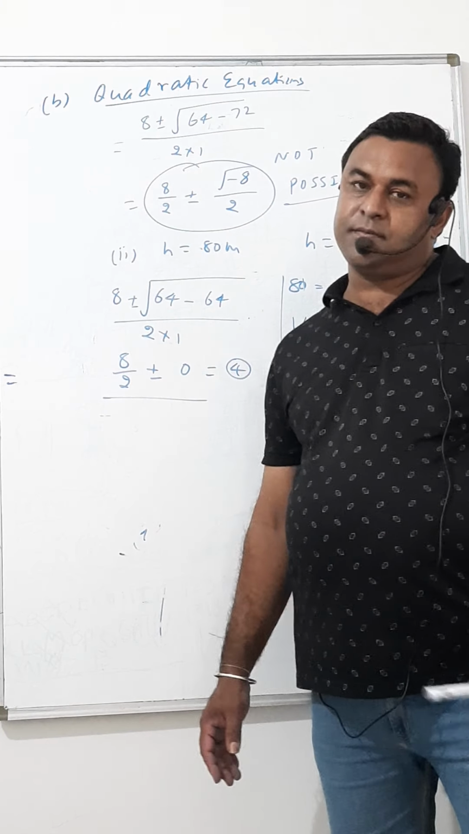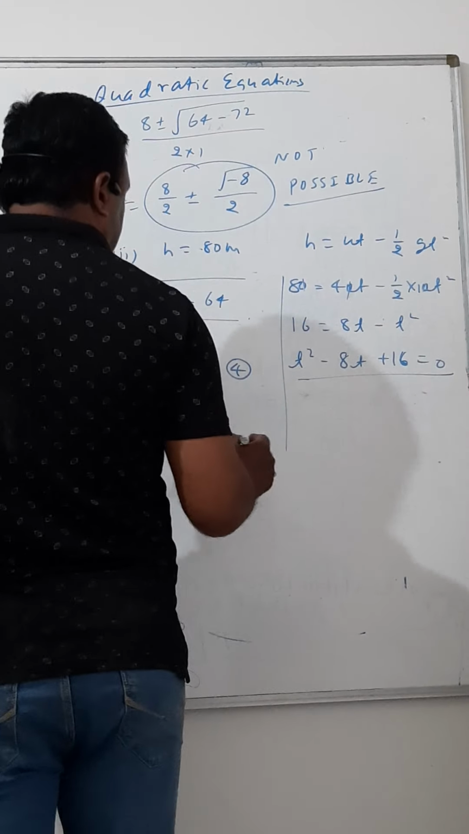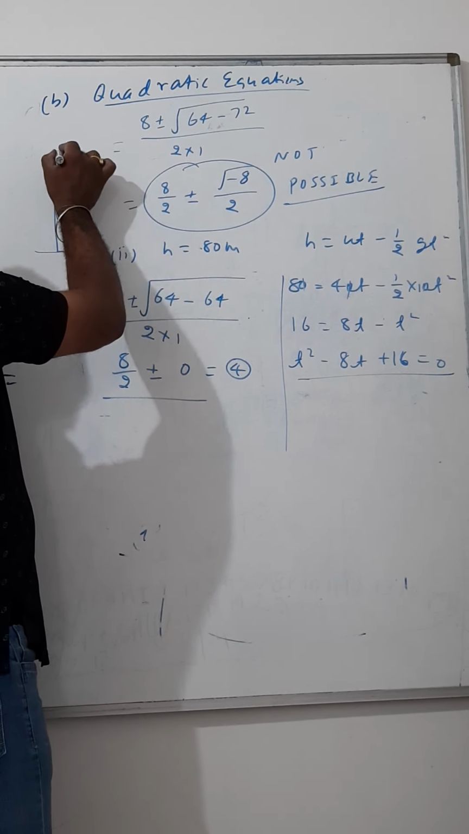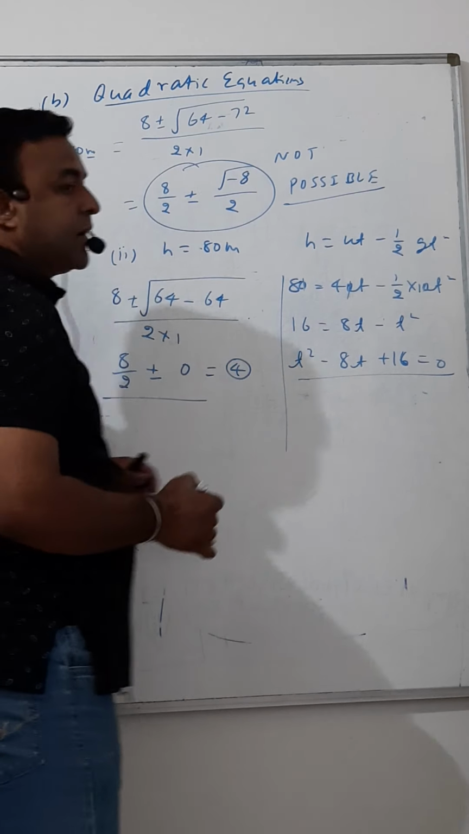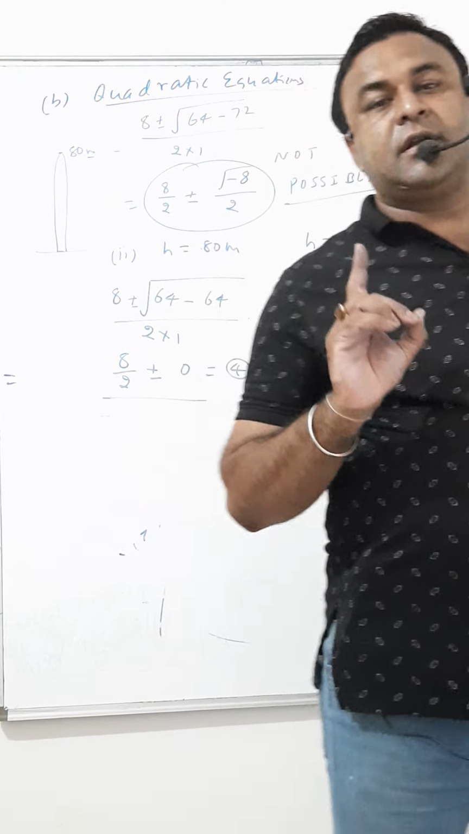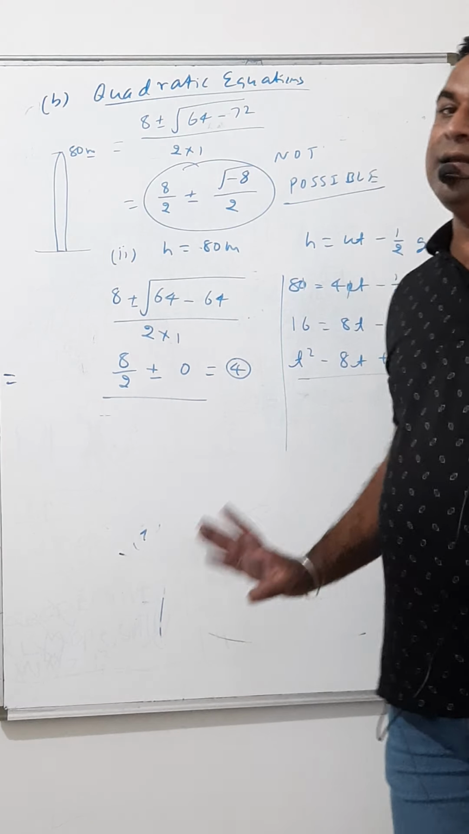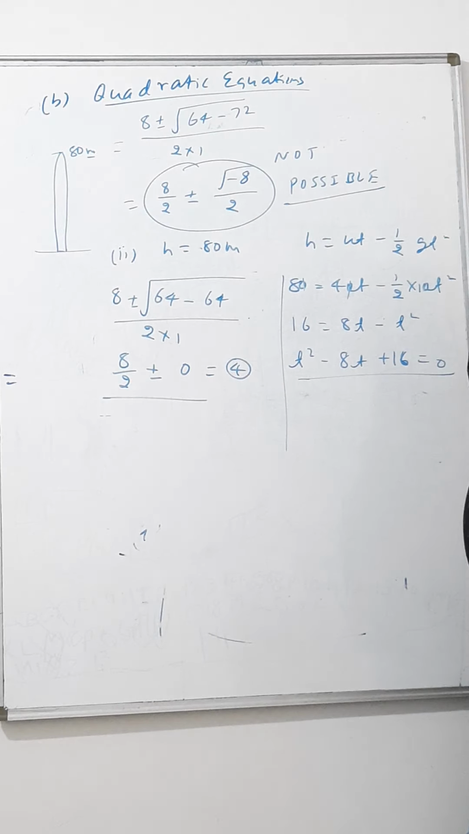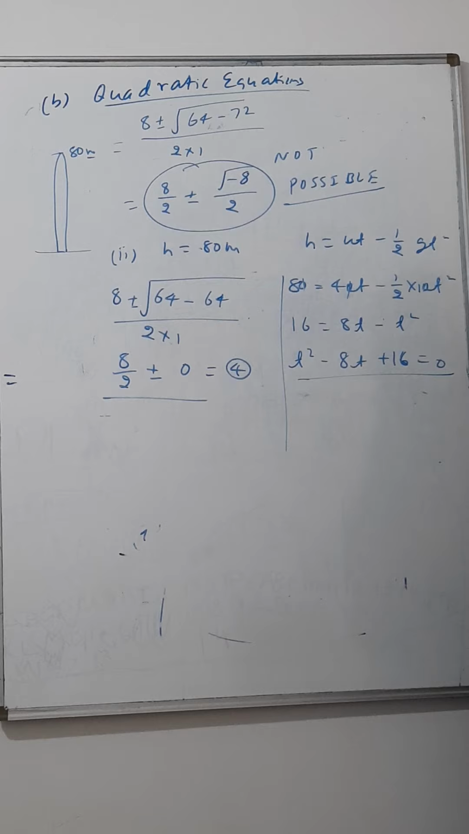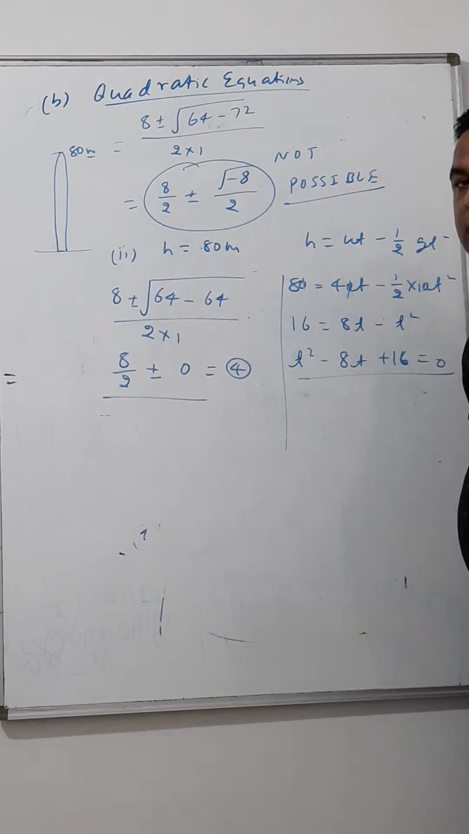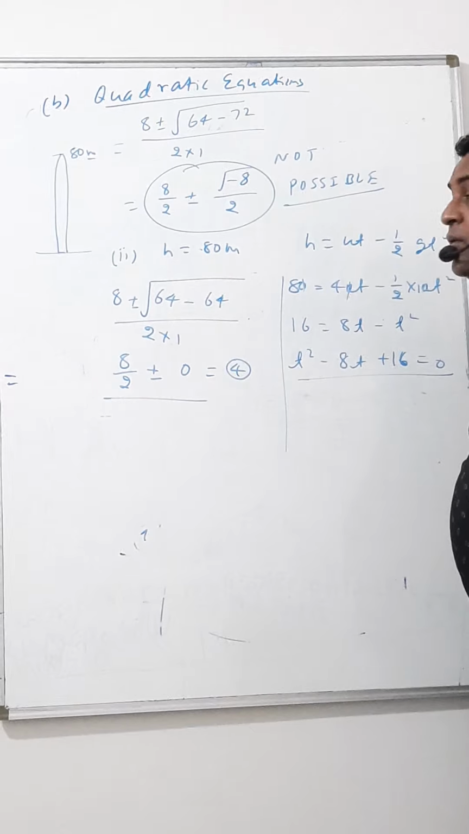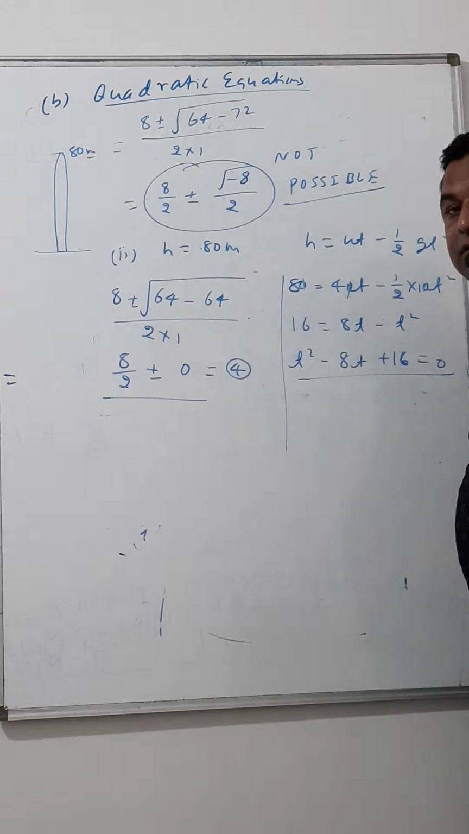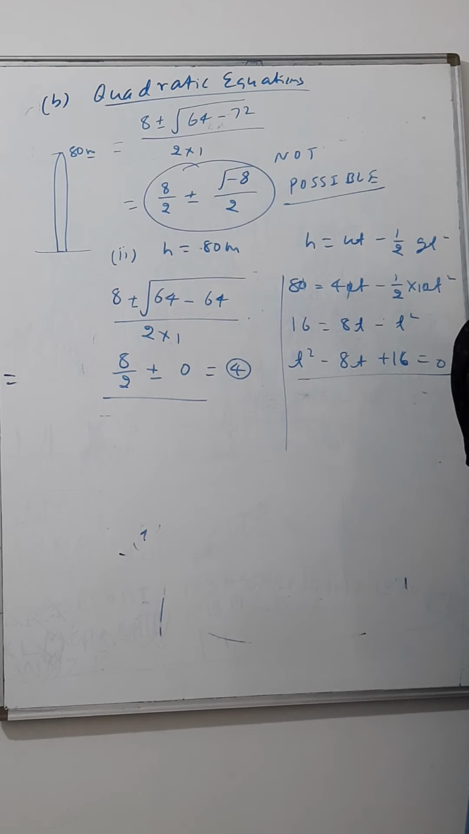A single answer means this is going upwards and coming down. That means 80 meters should be its maximum height. For any value less than 80 meters, as for example 60 meters, it was twice: once in the upward journey and secondly in the downward journey. So for any value less than 80 in this particular question, we will have two values of time, definitely, because the particle will cross that point two times.